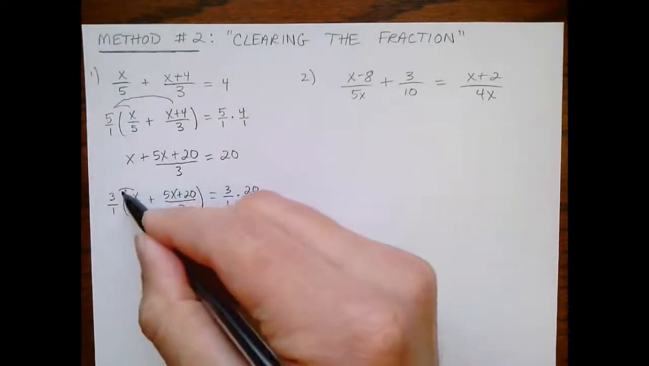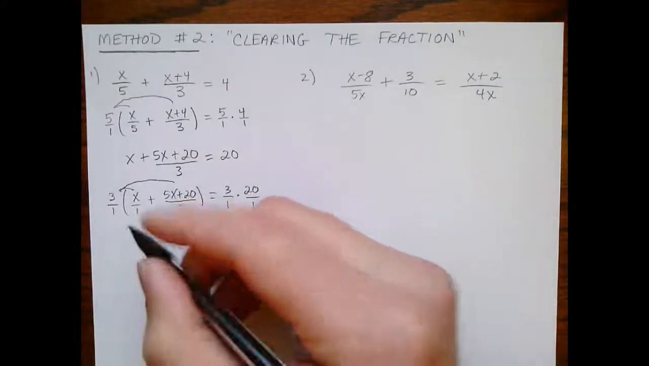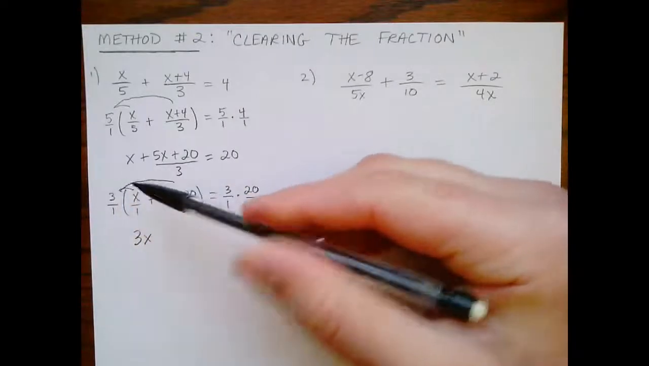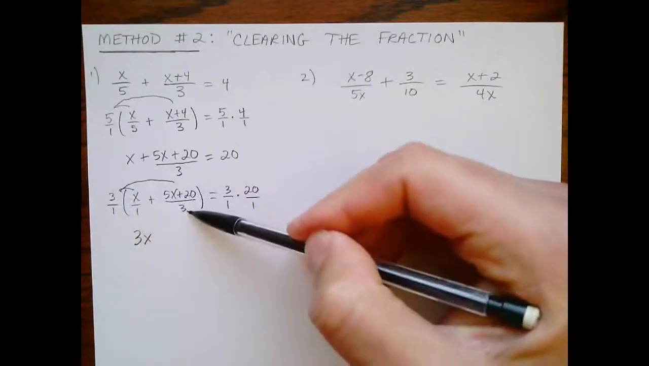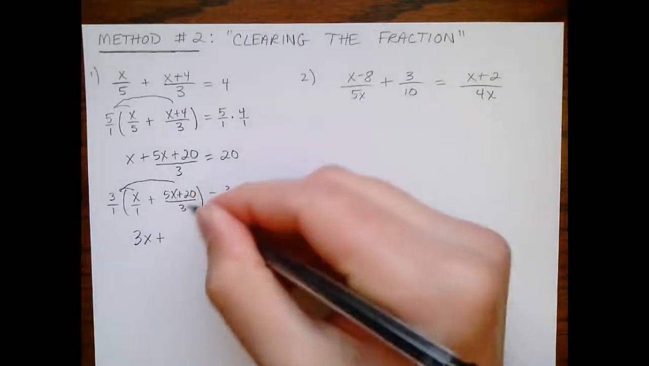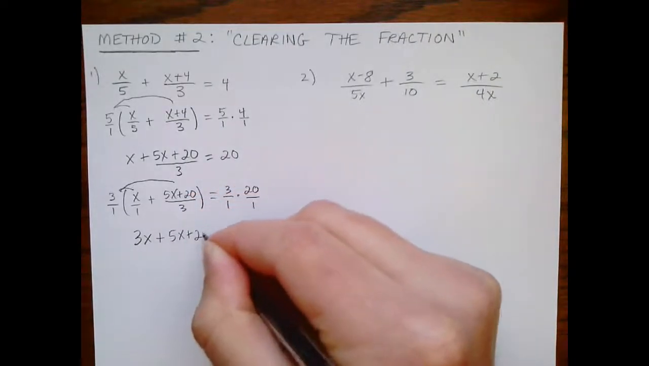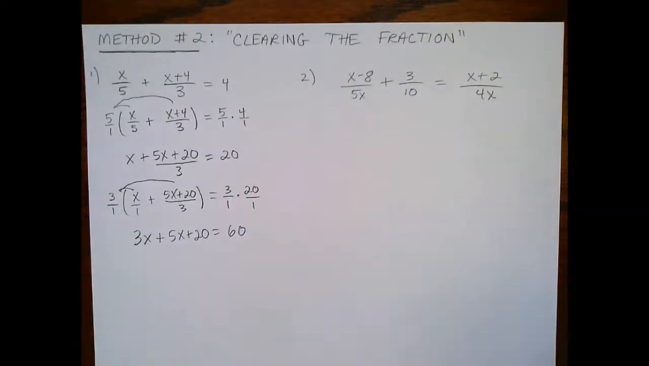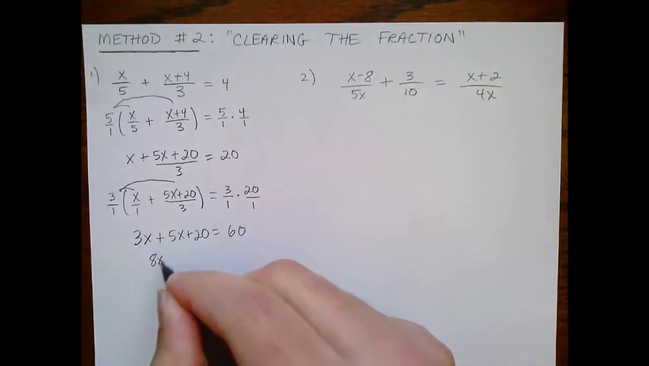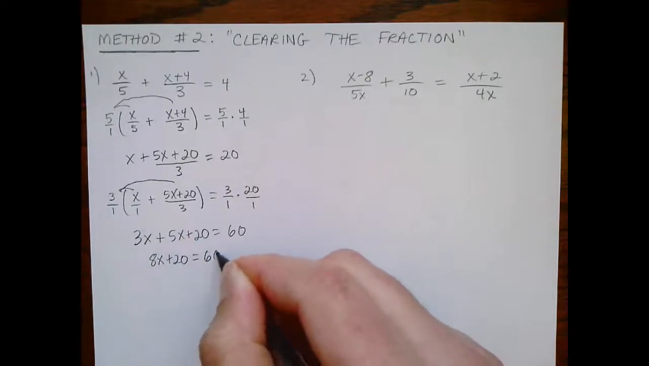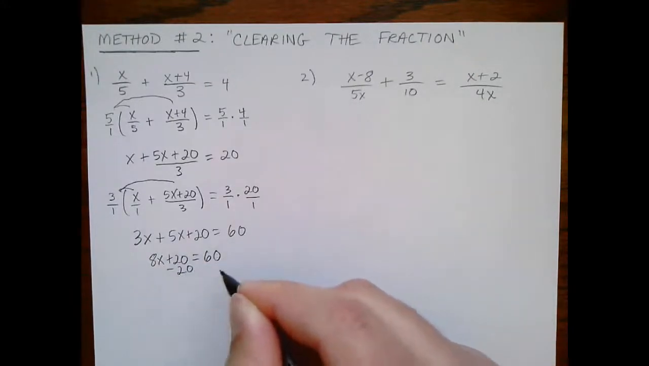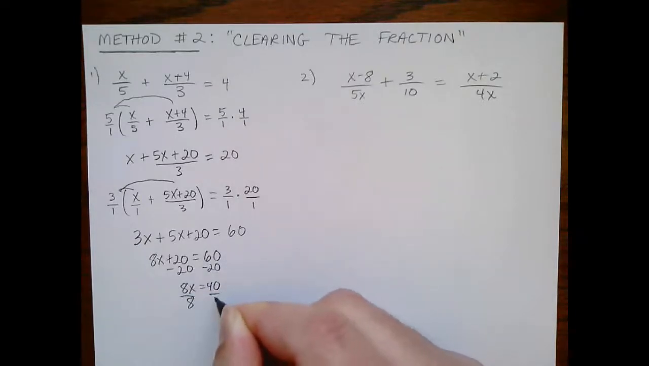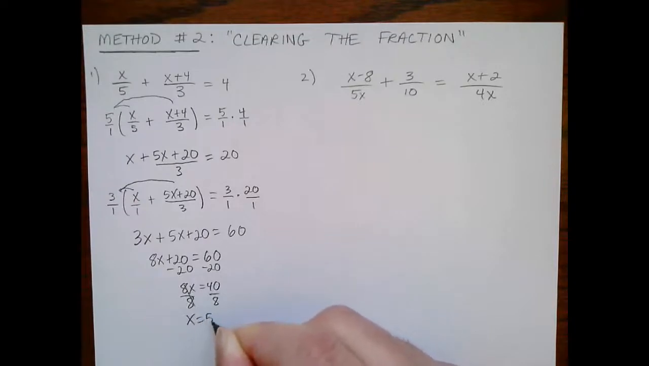All right, and if I distribute this into this left-hand side, 3 over 1 times x over 1 is just 3x. And then the cool thing, if I take 3 over 1 and multiply by the second term, multiplying by 3 and dividing by 3 are going to cancel out, and will leave me with just the numerator, 5x plus 20, equals 3 times 20 on this side, which is 60. All right, combine like terms on the left side, 3x plus 5x, 8x plus 20 is equal to 60. Subtract 20 on both sides. 8x equals 40. Divide by 8, x equals 5.